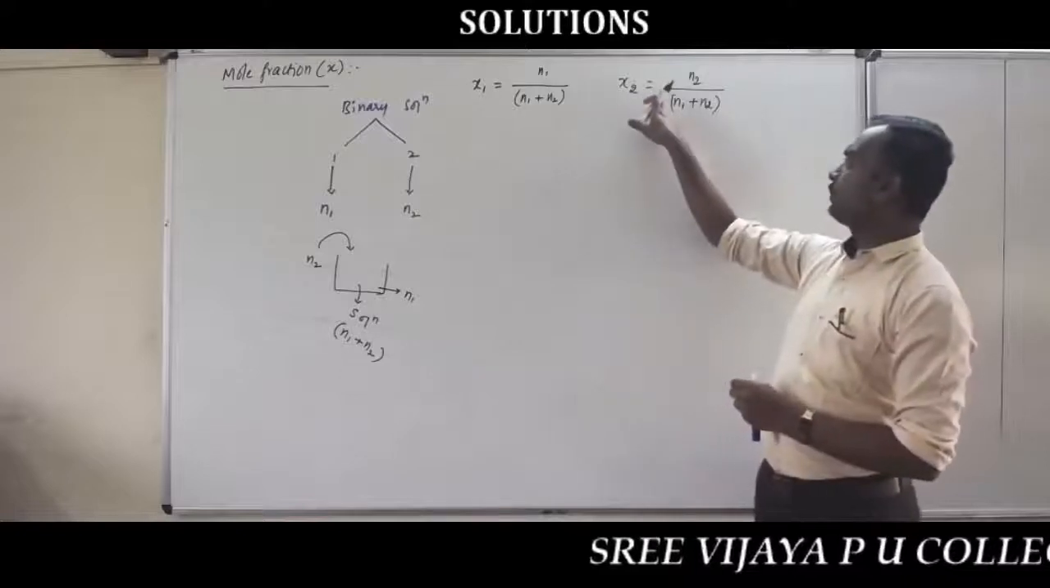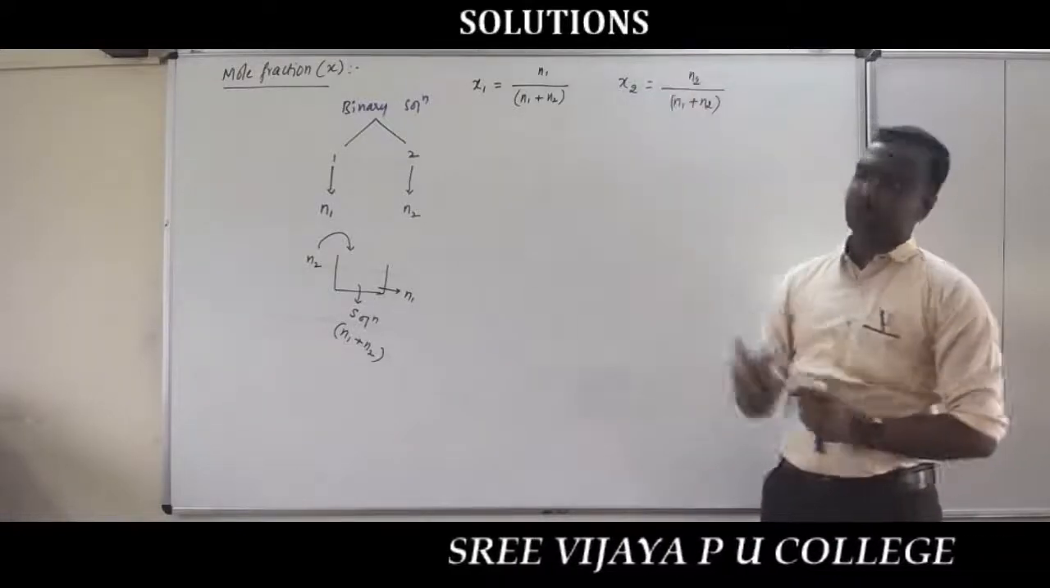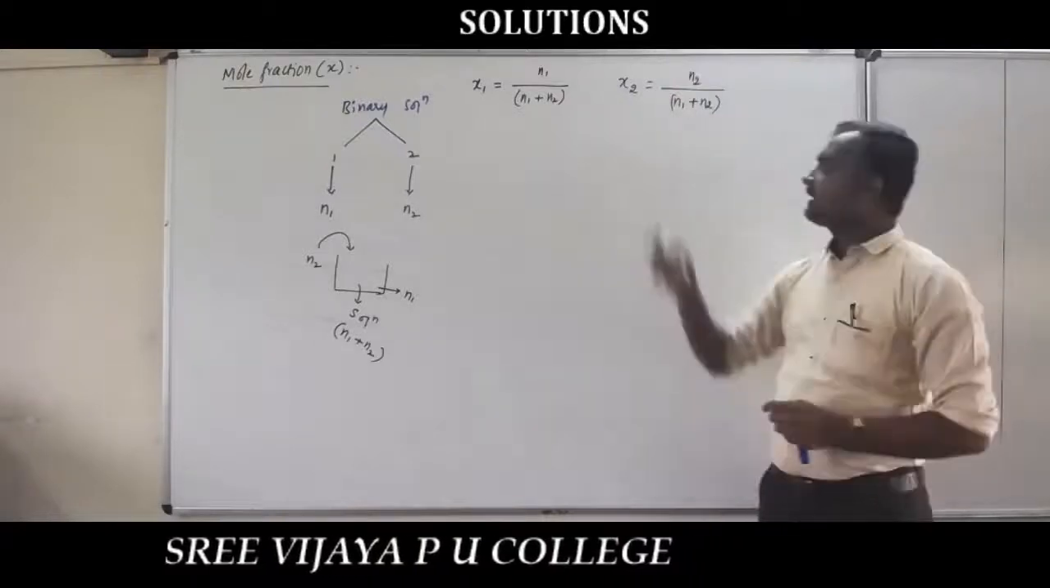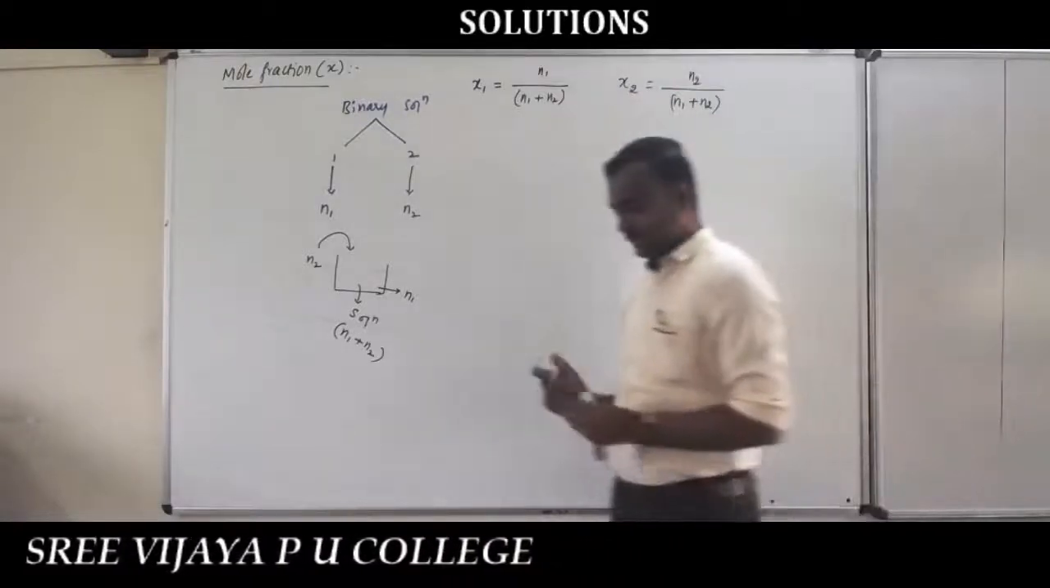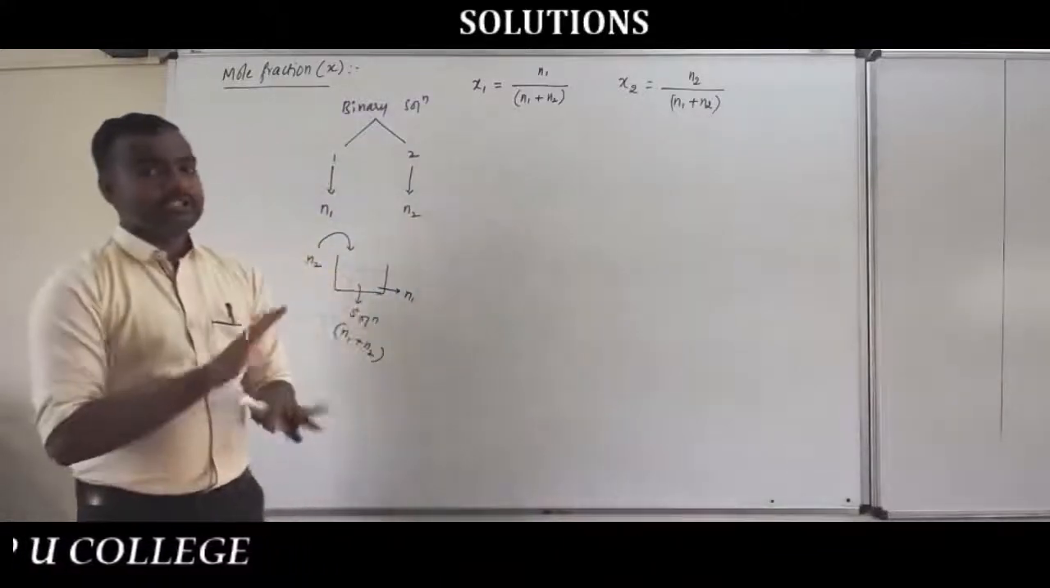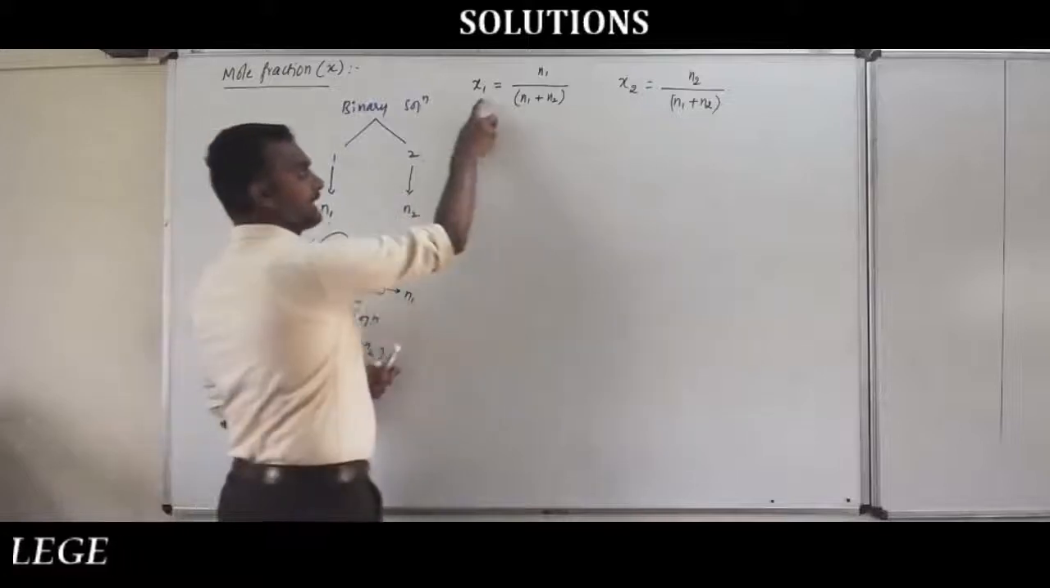So that is the ratio of number of moles of component 2 to the total number of moles of solution, taken as mole fraction of component 2. So mole fraction is defined for a component, not for a solution. So that is x1 and x2.